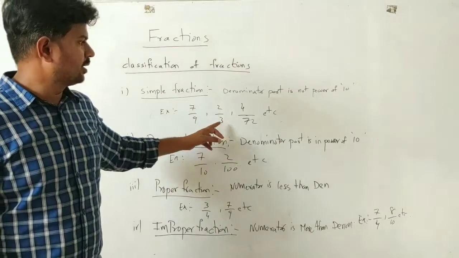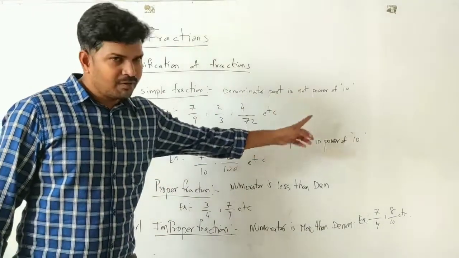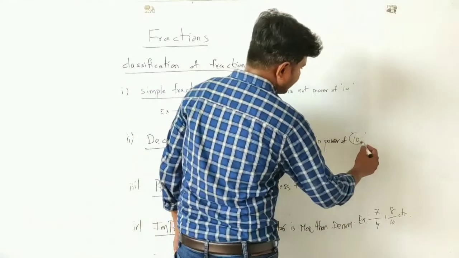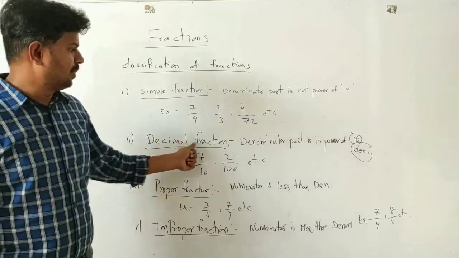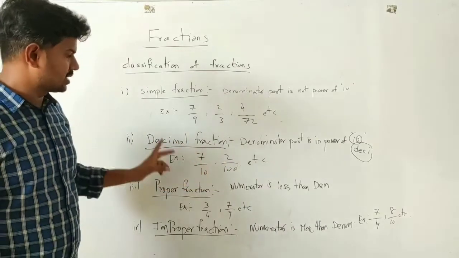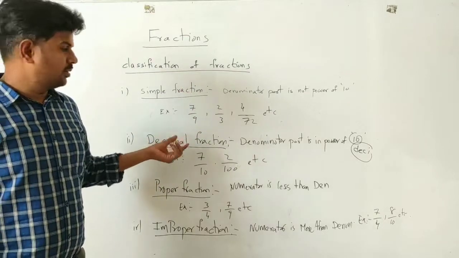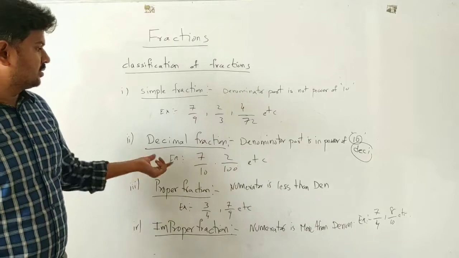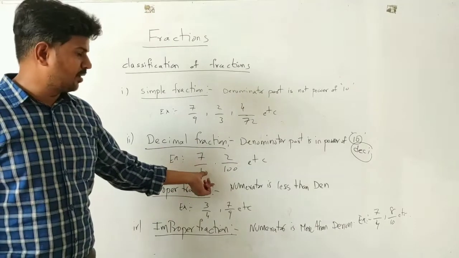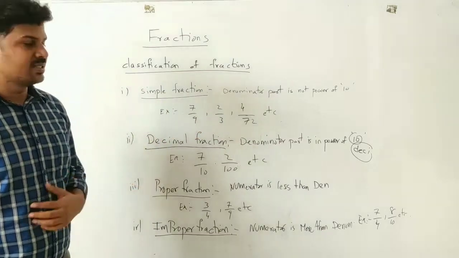Examples are 7/9, 2/3, 4/7. If the denominator is a power of 10, it is called a decimal fraction. Deci means 10, so that's why it is called a decimal fraction. Whatever fraction it is, the procedures are the same, so we don't need to memorize whether it is a decimal fraction or a simple fraction. Just for naming purposes, if it is 10 or a power of 10, we call it a decimal fraction, and if it is not a power of 10, it is called a simple fraction.